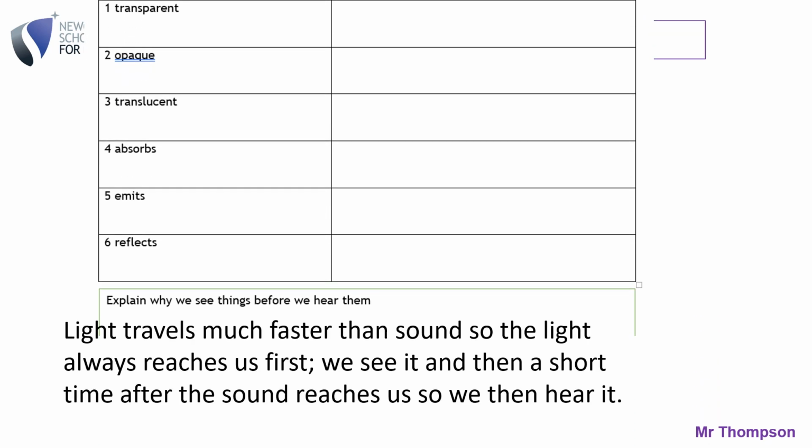We see things before we hear them because the light travels much faster than the sound. So the light always reaches us first. We see it, and then a short time after, the sound reaches us, so we hear it. So we see lightning before we hear thunder. The further away, the bigger the gap.